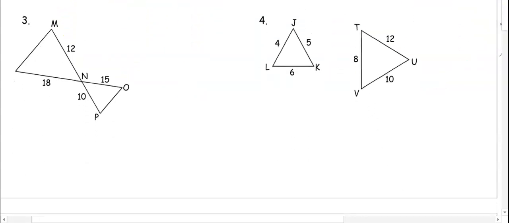In number 3, we don't have any markings to show that the lines are parallel, but we do have some side measures.